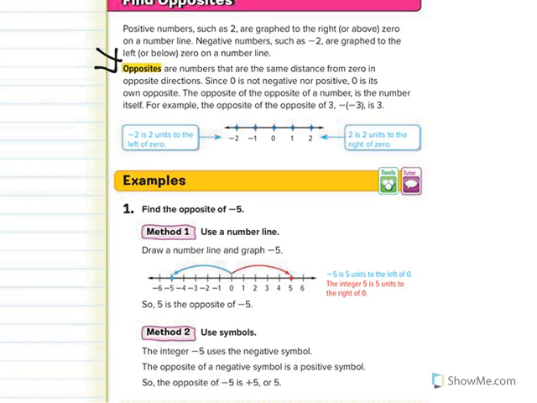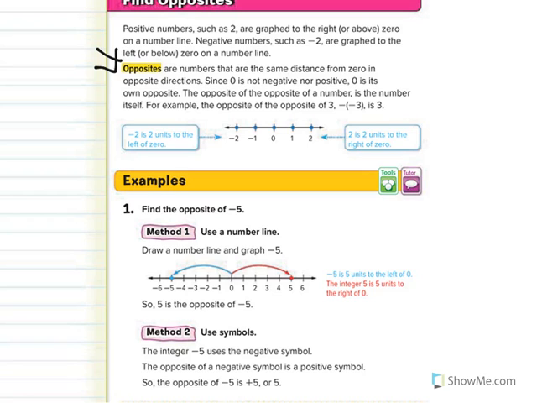Now here's another important term. Opposites. Opposites are numbers that are the same distance from 0 in opposite directions. And I talked about this briefly in the opening of yesterday's lesson. So for example, if I have 5, the opposite of that would be -5 because it's the same distance from 0. It's 5 spaces away from 0, just in the opposite direction.